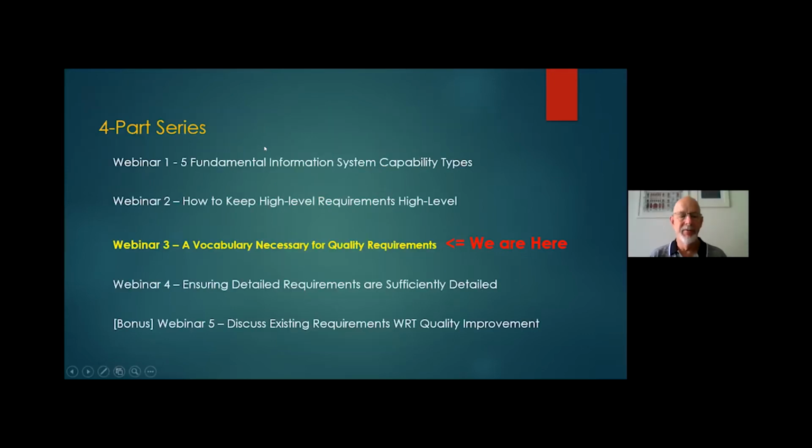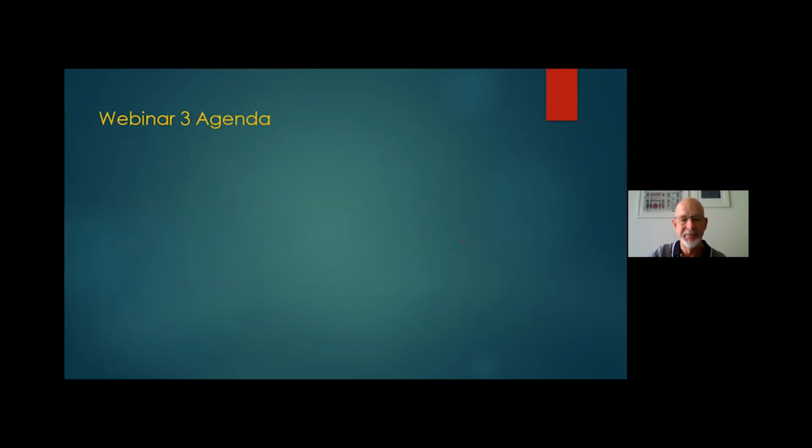So we are at webinar number 3, titled Vocabulary Necessary for Quality Requirements. We've had 2 prior ones. In webinar 1, I introduced 5 capability types for information systems. And then in the last one, we talked about high-level requirements and how to keep them high level. The one thing we did not discuss during that was vocabulary related to high-level requirements. We left that for this session, so we will start off with that.